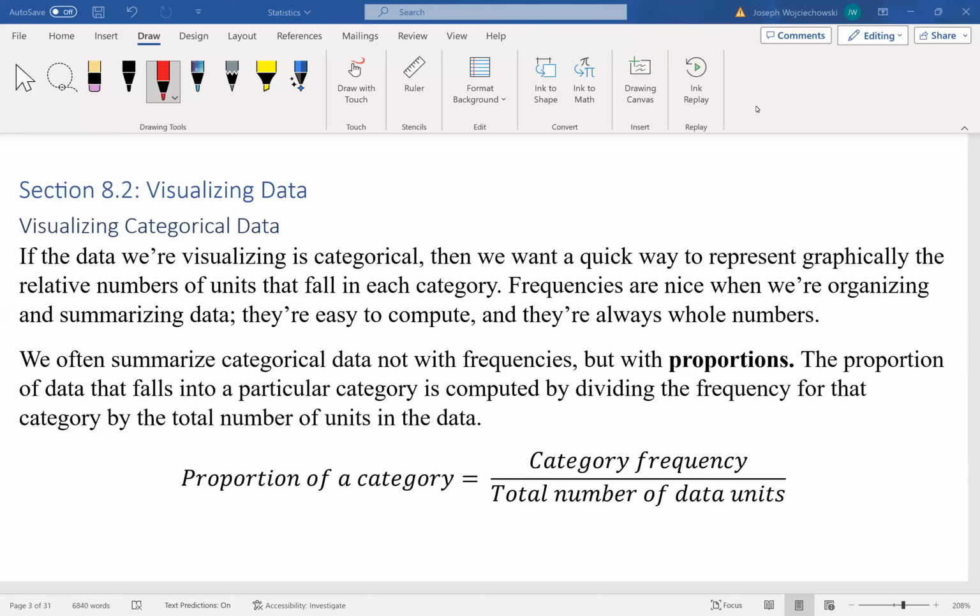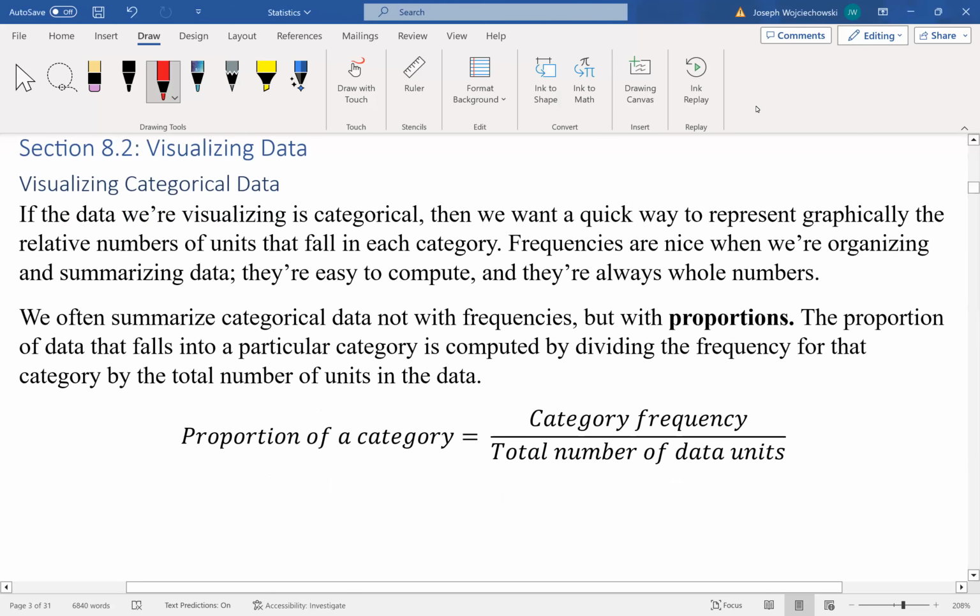Okay, today we're going to look at section 8.2, visualizing data. If the data we're visualizing is categorical, then we want a quick way to represent graphically the relative numbers of units that fall in each category. Frequencies are nice when we're organizing and summarizing data. They're easy to compute and they're always whole numbers.